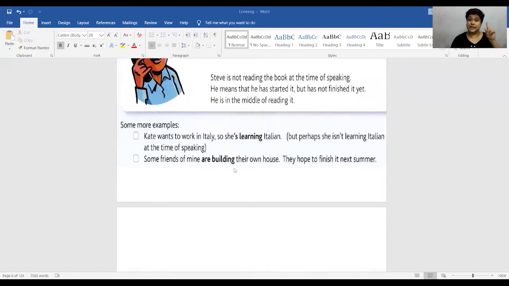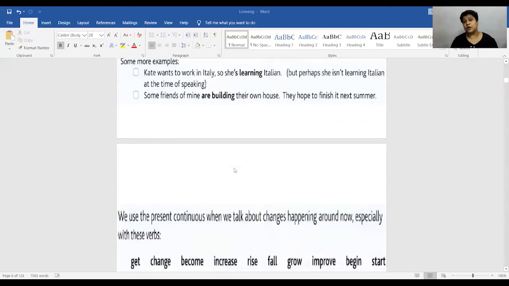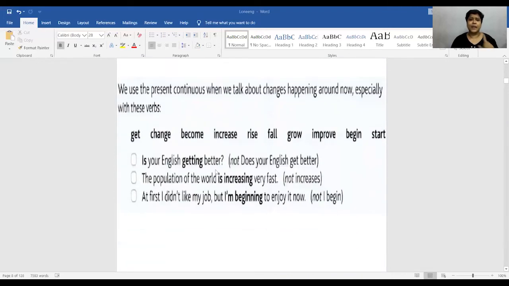So "are building" here is present continuous. They're not building right now, and they probably wish to finish it by summer. They're foreseeing the time duration as to how long it will take, but this is the present continuous they're using. Let's take a look at an exercise.